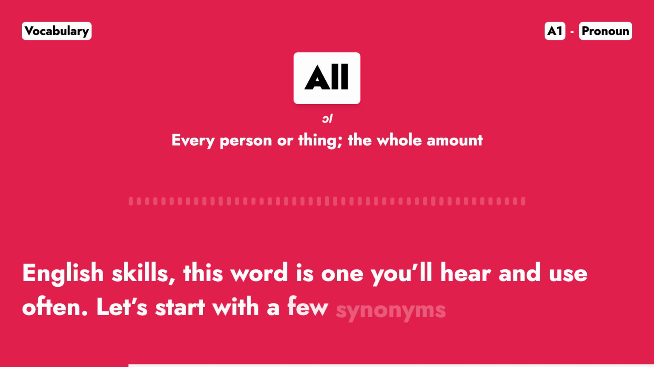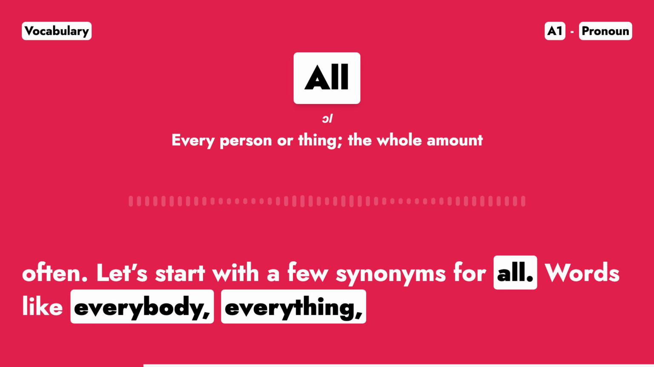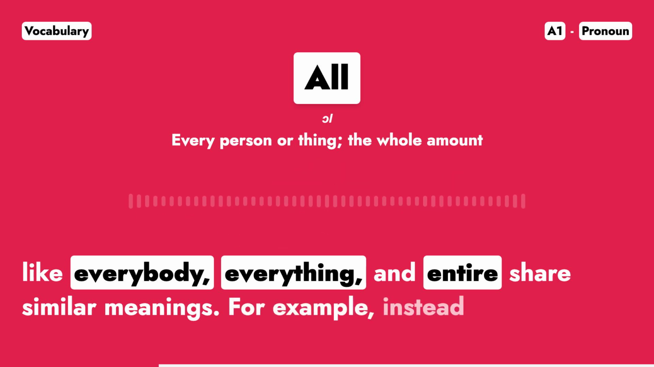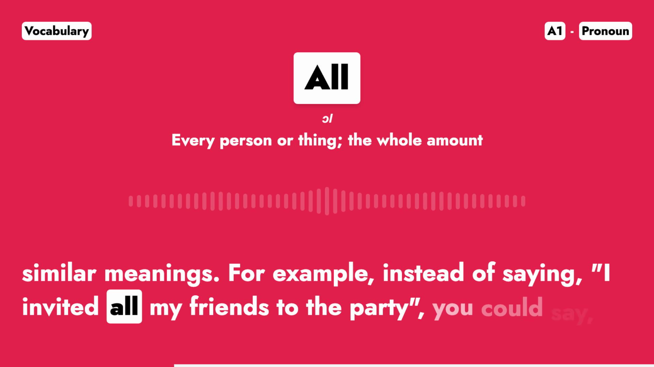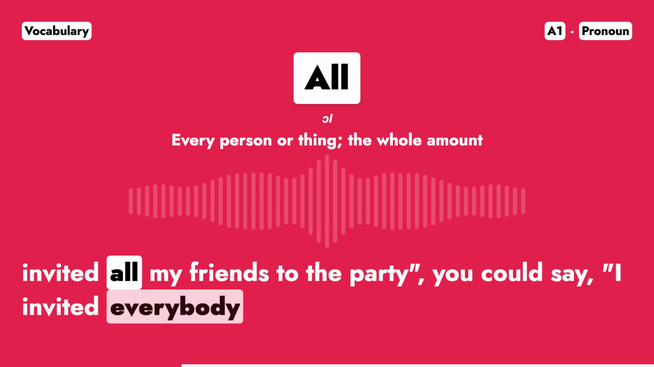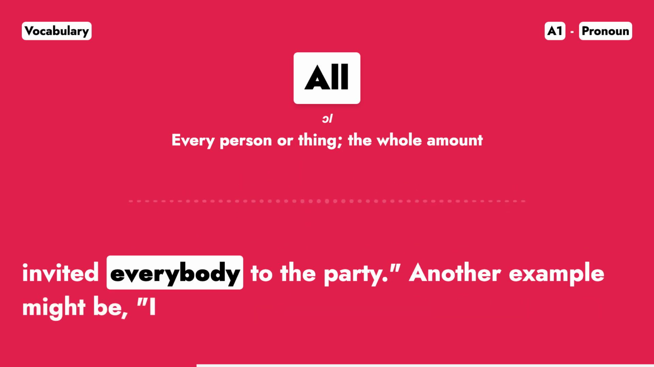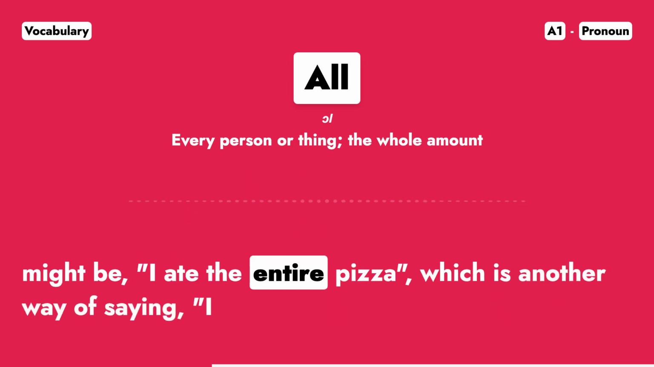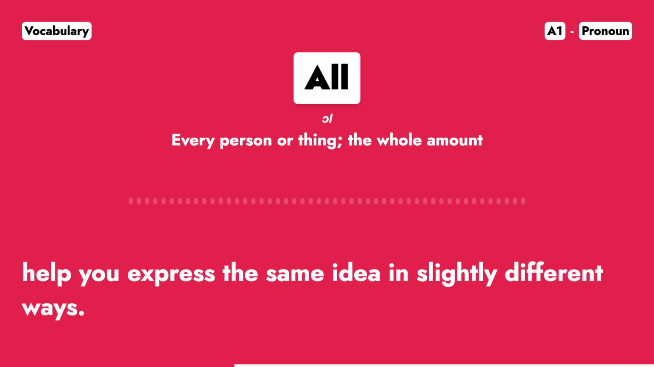Let's start with a few synonyms for all. Words like everybody, everything, and entire share similar meanings. For example, instead of saying, I invited all my friends to the party, you could say, I invited everybody to the party. Another example might be, I ate the entire pizza, which is another way of saying, I ate all the pizza. These words help you express the same idea in slightly different ways.